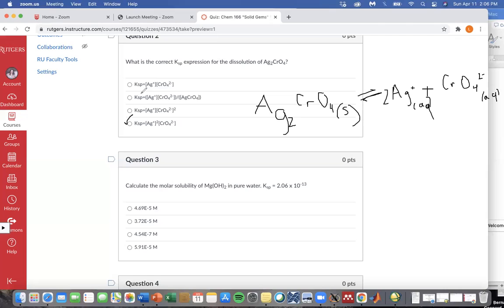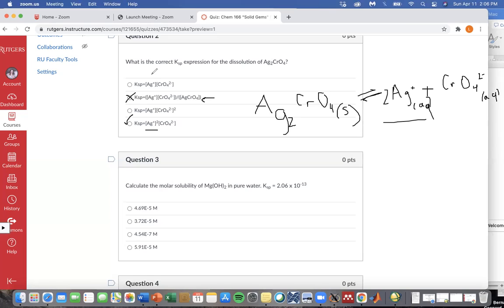The reason it's not this one is for 2 reasons. 1, because it doesn't square silver, but 2, because Ag2CrO4 is a solid. If you remember, only aqueous and gases get put into your K expressions. So you can immediately rule out this one for that reason. And then, just like Bryce said, you need the coefficient of 2 in front of the silver, and that becomes squared in the KSP expression.